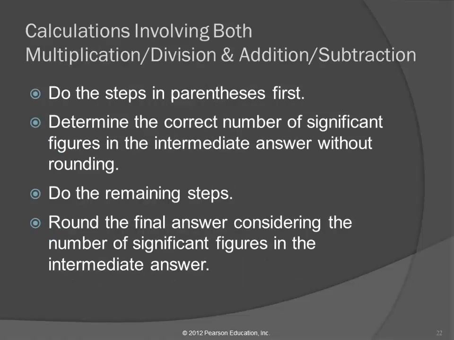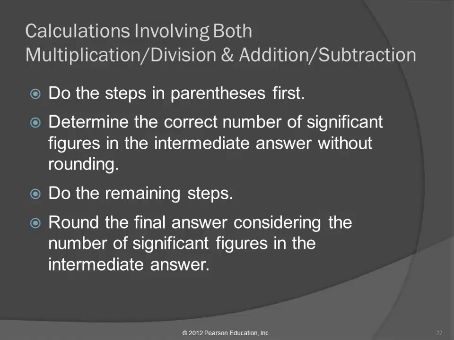Sometimes we have problems where we've got multiplication, division, and adding and subtracting mixed together. Those get a little more complicated because we have to look at the rules separately for each type. So if there are parentheses, do those steps first. You have to be careful with order of operations. That's a math topic. I'll address that as it comes up, but I'm not going to teach you order of operations all over again. So then, in those individual steps, you're going to find the correct number of significant figures for those intermediate answers. You're not going to round them off, though.